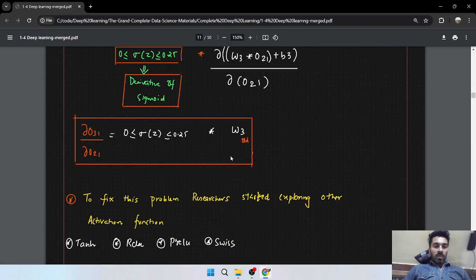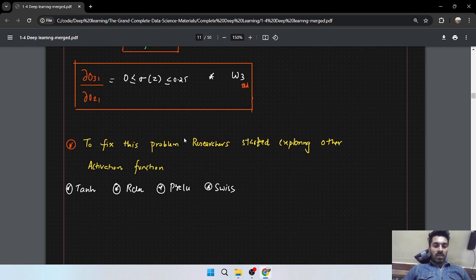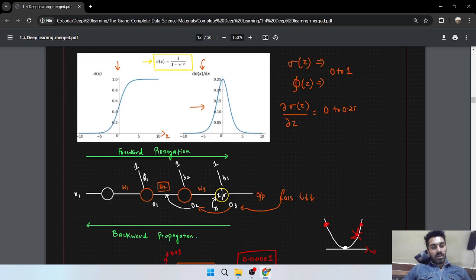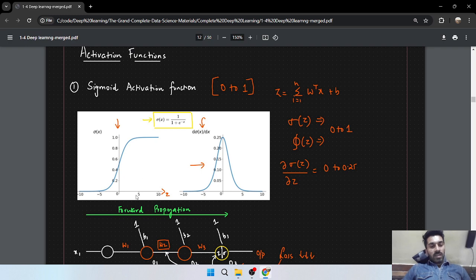To overcome this problem, scientists discovered new activation functions. These activation functions are tanh, ReLU, PReLU or leaky ReLU, and Swish. No, Adam is an optimizer basically. ReLU is the activation function that we have to use. Now let's learn the sigmoid activation function first. We have already discussed that this function's value ranges from 0 to 1. If we apply a derivative on this function, the value ranges from 0 to 0.25.